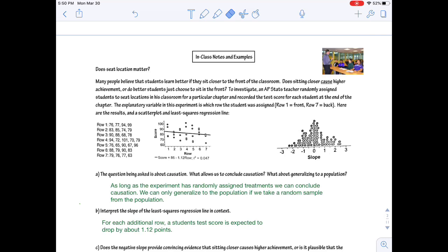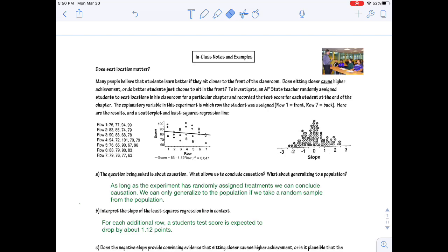So this first problem we look at: does seat location matter? Many people believe that students learn better if they sit closer to the front of the classroom. Does sitting closer cause higher achievement? Or do students just choose to sit in the front? To investigate, an AP Stats teacher randomly assigned students their seat location in his classroom for a particular chapter and recorded their test score for each at the end of the chapter. The explanatory variable in this experiment is the row the student was assigned.